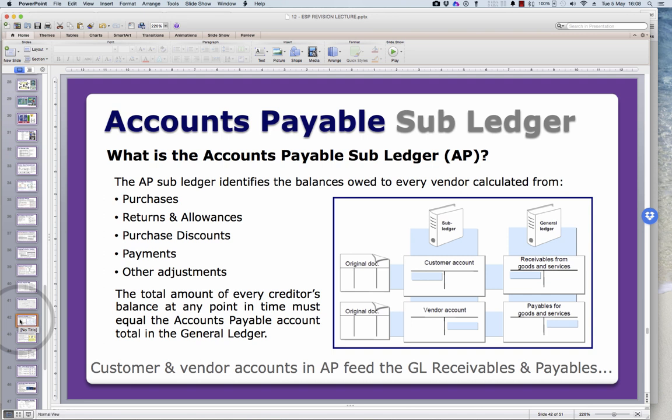In financial accounting, you have accounts payable subledger, so AP, and this deals with purchases. If something's purchased, it will also deal with returns and allowances. So if you purchase something, it was faulty, you send it back. Purchase discounts.